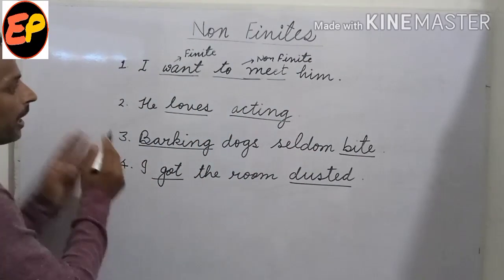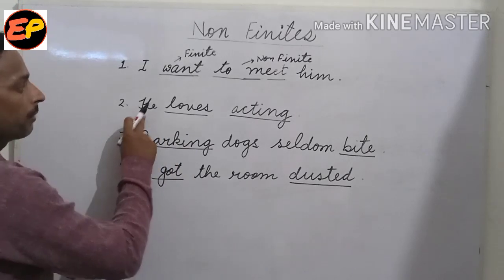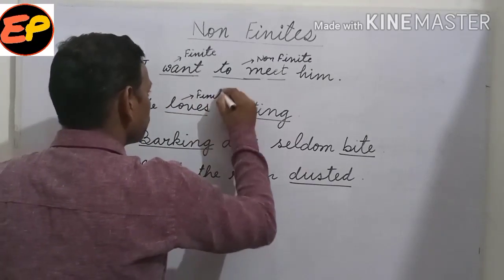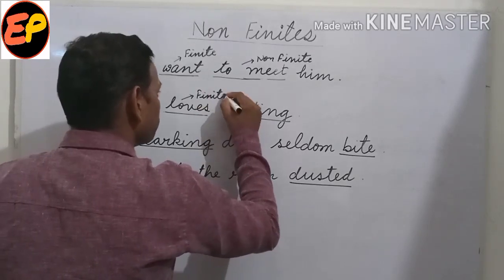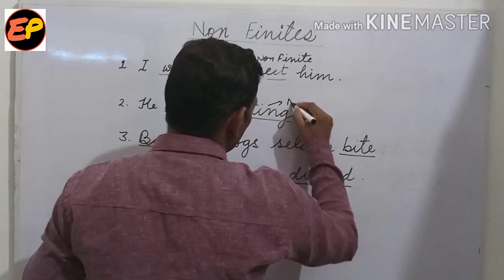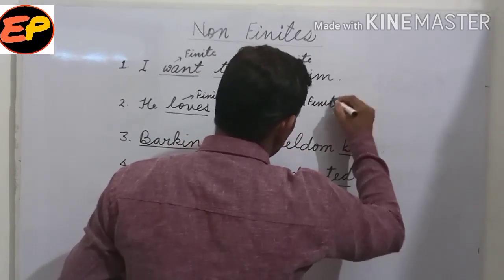In the same way, he loves. Loves is the main verb acting for the subject he. That's why it is a finite verb. And the second verb that is left out is acting. Acting is a non-finite verb.